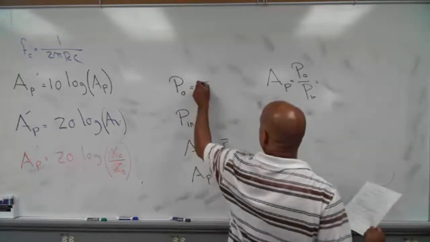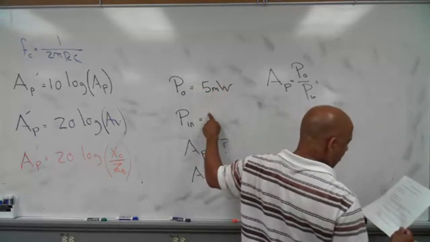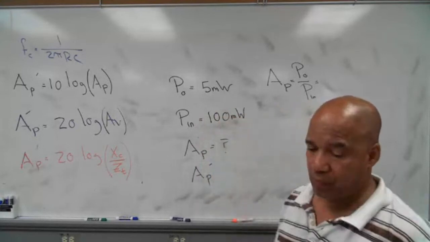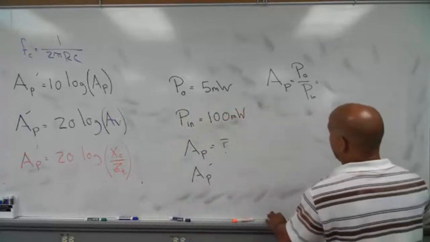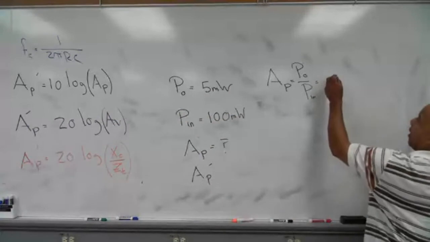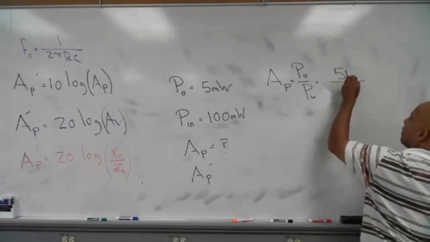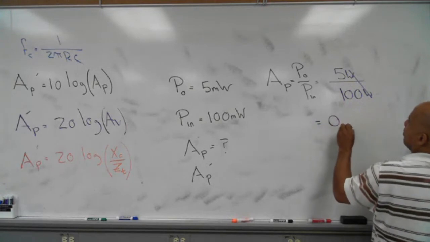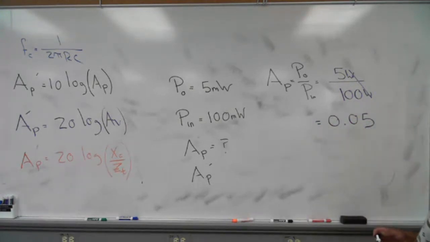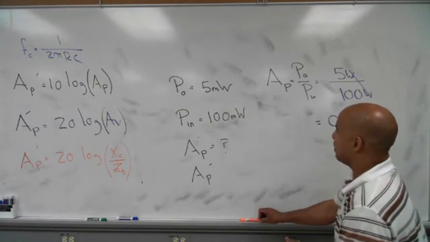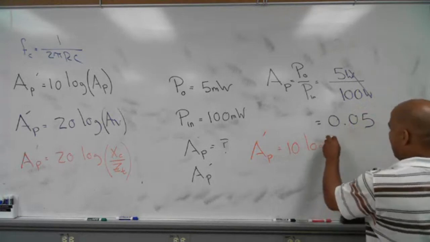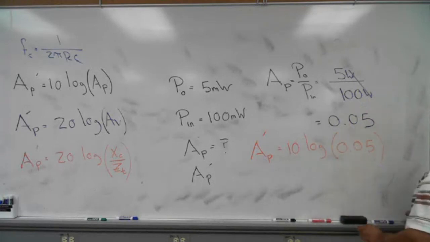My output power is 5 milliwatts, and my input power is 100 milliwatts. And they want to know, okay, well, what's the regular gain? Well, let's put the numbers in and see. I got coming out 5 milliwatts. I got 100 milliwatts going in. I do the math, I get 0.05. That's my gain. If I want to change that to a decibel gain, I take my formula, AP prime is going to be 10 times the log of 0.05. And if I do the math, what do you get there? Negative 13.